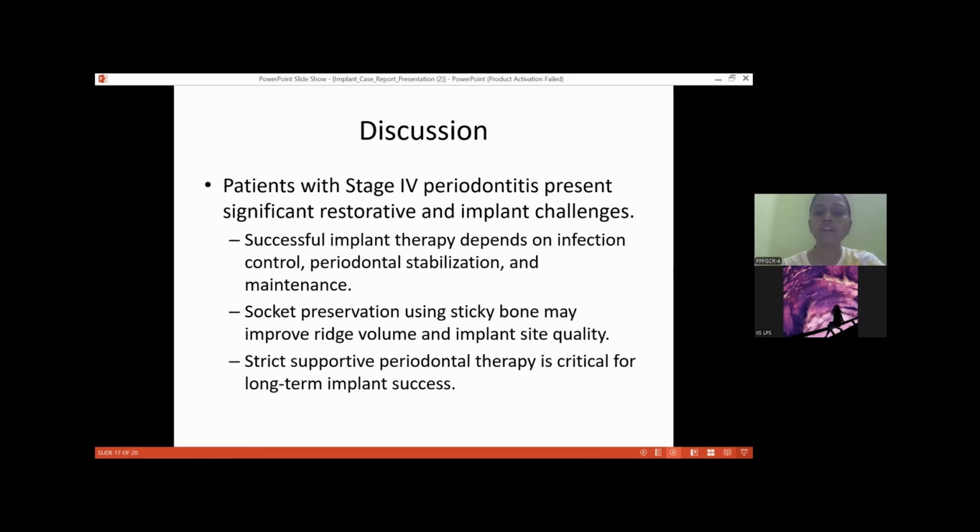The socket preservation using sticky bone may improve the ridge volume and also implant site quality, which doesn't require further ridge augmentation before the implant placement. Strict supportive periodontal therapy is critical for long-term implant success in these types of patients with periodontitis.